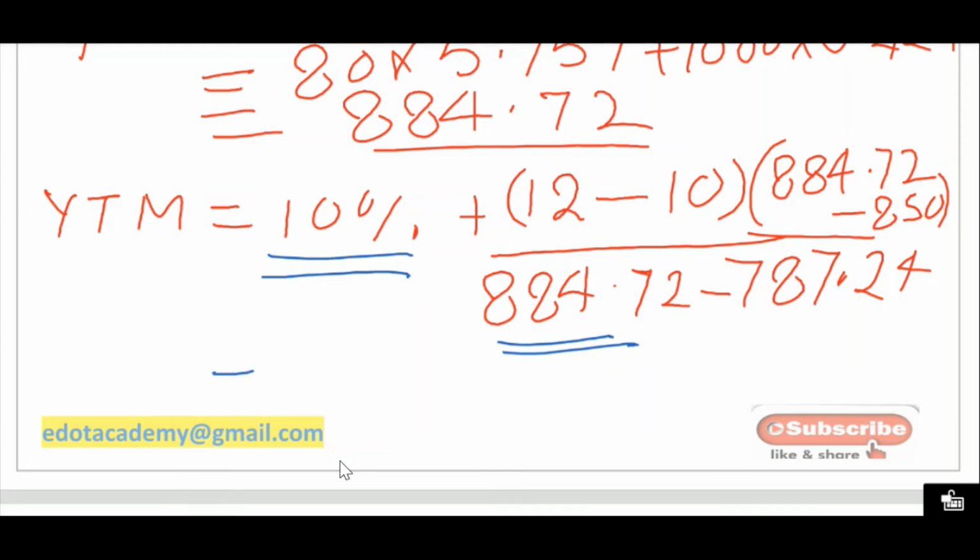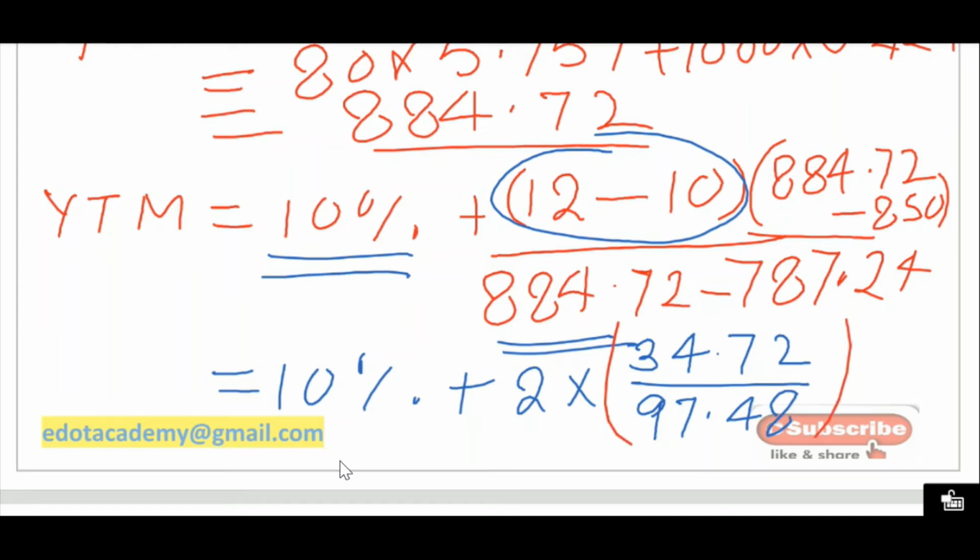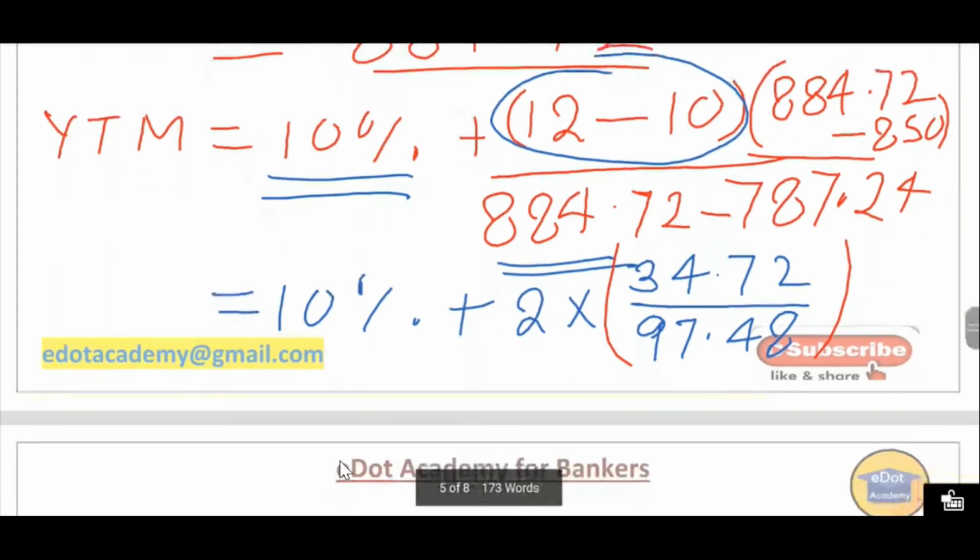So 10% plus whatever value we are getting here. Here we'll get 2%. Out of this, 2 will get. So 2 into, you just subtract 884, 34.72 divided by 97.48. Okay, now you calculate this value, multiply with the 2 and see what answer we are getting here.